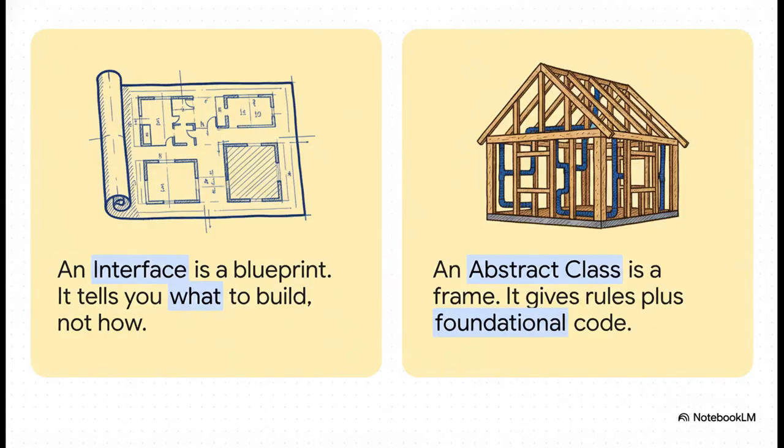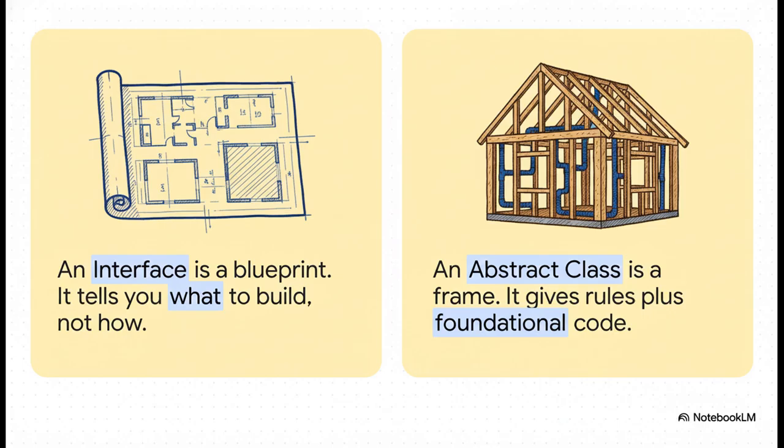Okay, to really get a feel for this, let's try an analogy. Imagine you're building a house. An interface, that's your architectural blueprint. It's a contract, right? It tells you what you have to build. You must have a kitchen, you must have a bathroom. But it gives you absolutely no help on how to build them.